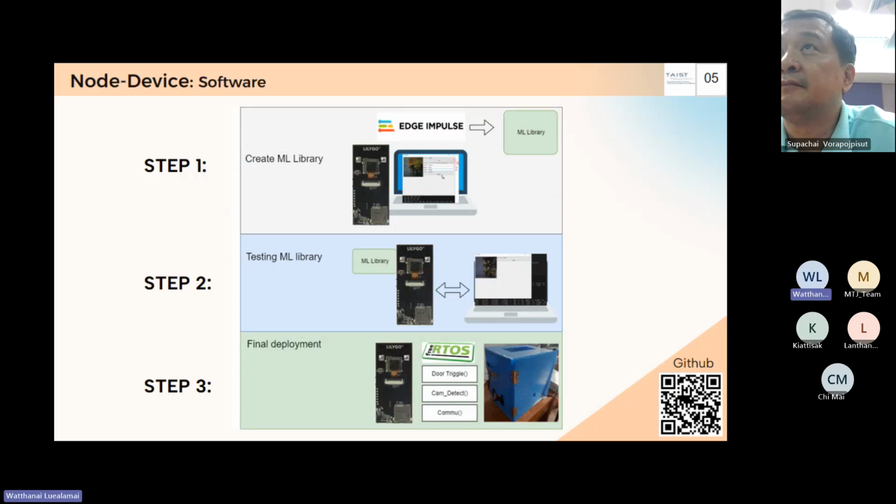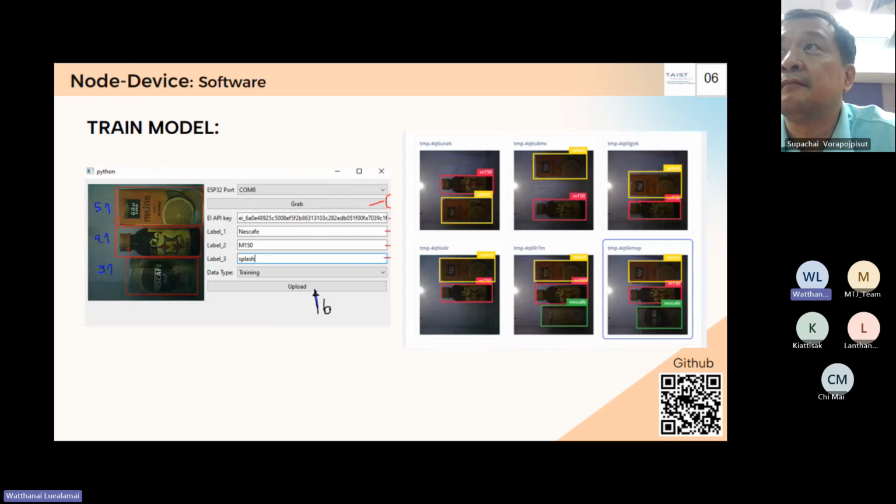So about the software, we have 3 simple steps. First is create the model, then train the model, and then final deployment. So first, to train the model, we need to collect images and label them. We modified the software that the professor provided a little, so it can label and collect up to 3 labels at the same time.